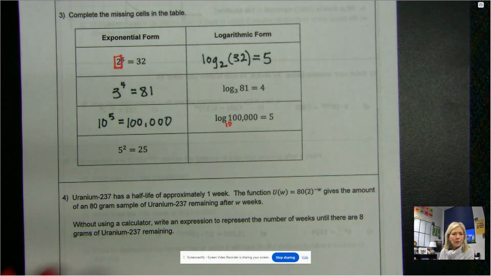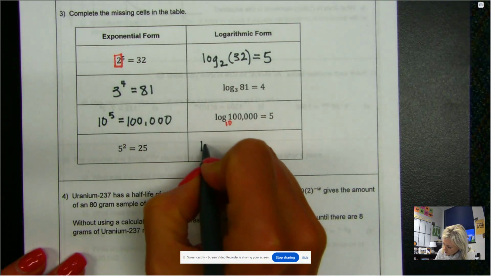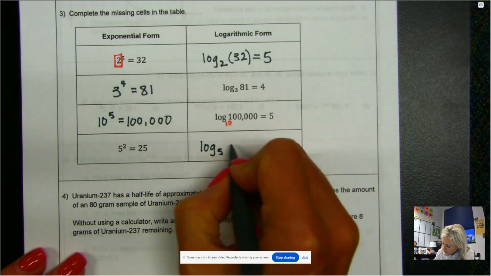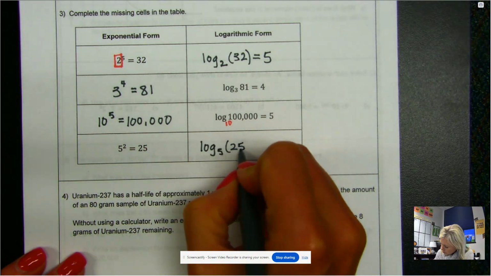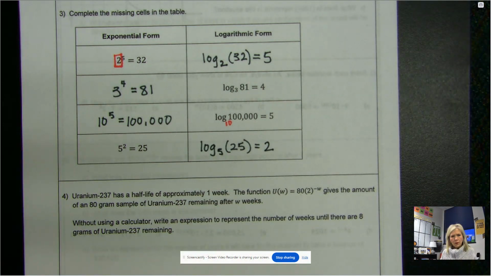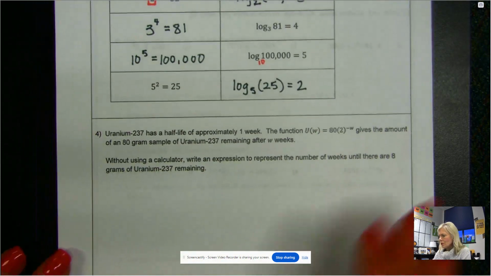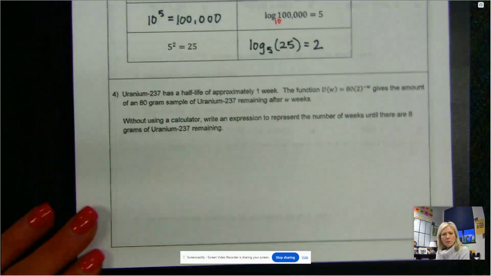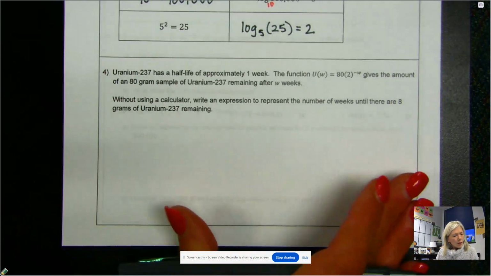And then the last one here, 5 squared is 25. So our base is 5. So log base 5, and then the exponent is 2. So log base 5 of 25 is equal to 2. All right, so that was the basics of just changing forms. Now we're going to put that into use here to solve some problems.